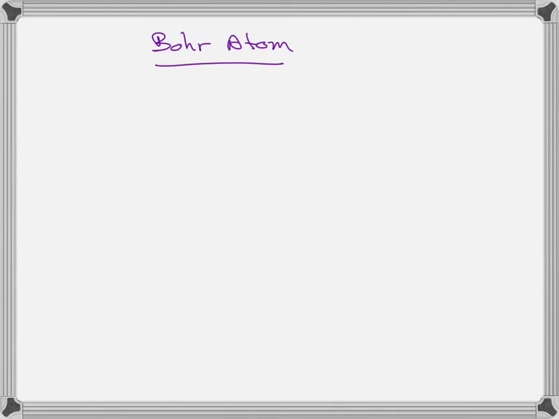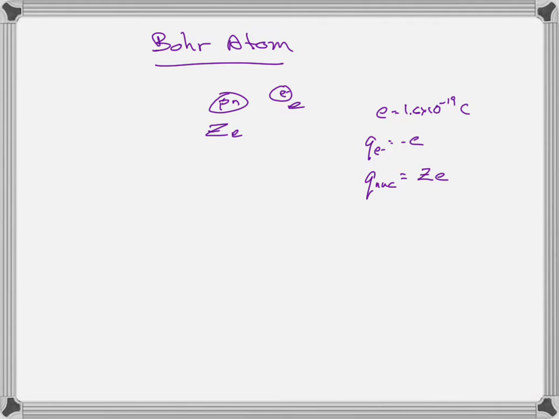And let's just remember that for the hydrogen atom, we have a single proton, a single neutron in the nucleus, and a single electron. For higher numbers of protons, the charge of the nucleus is Ze, and the charge of an electron is e, the magnitude of the charge. Of course, e is 1.6 times 10 to the minus 19 coulombs, so the charge of the electron is minus e, and the charge of the nucleus is Ze. Make sure we understood that.